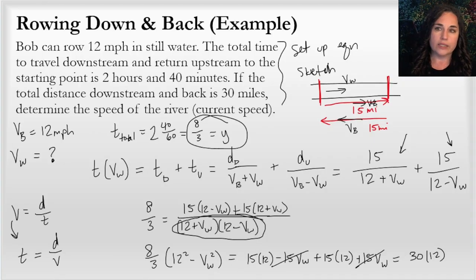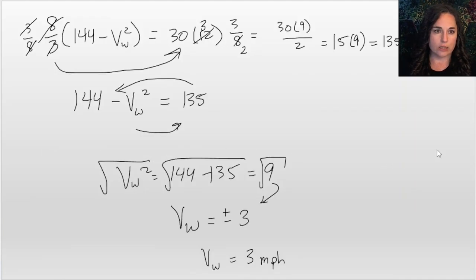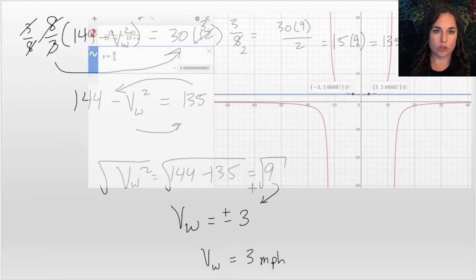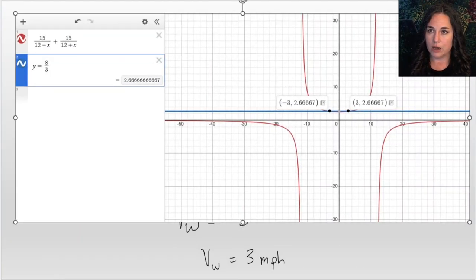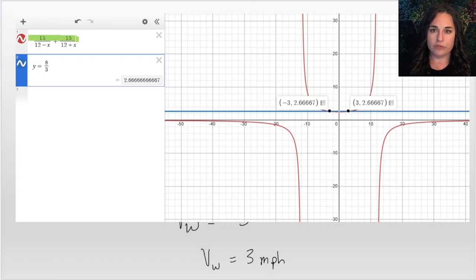That's going to be my algebraic solution. I know you're dying to see the graphical solution, and I'm going to move slides here. I'm going to show you what I entered into Desmos as my functions. It was the same things that I said before. I have 15 over 12 minus x plus 15 over 12 plus x.